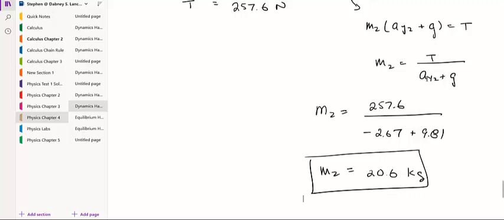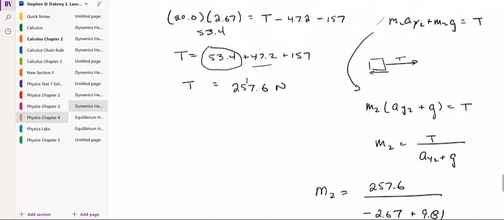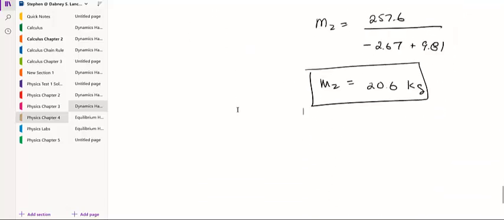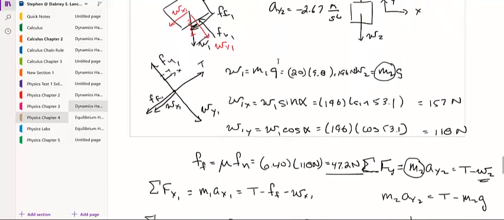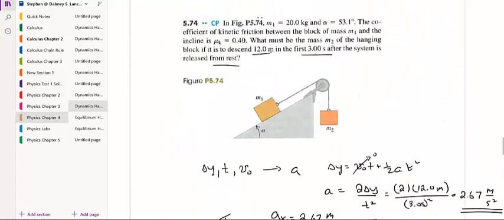And again, you can see what's going on here. If you're not accelerating, acceleration is 0. Well, you'd have to also set acceleration equal to 0 over here. So anyway, that's the answer, 20.6 kilograms. Is that all they asked for? What must be the mass M2 of the hanging block if it is to descend 12 meters in 3 seconds?